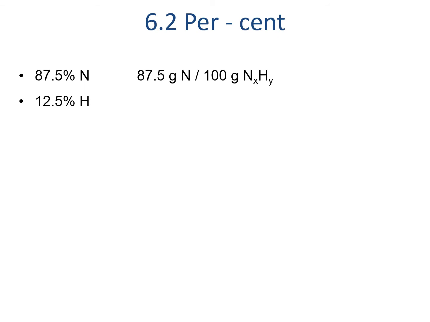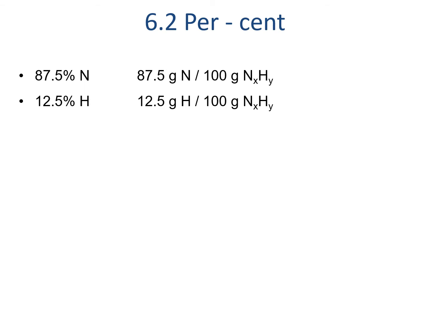So say we have an experimental set of data that tells us we have a compound that is 87.5% nitrogen and 12.5% hydrogen. We can choose whatever mass we want and the ratio will still be the same. I find it easiest to arbitrarily say that I'm working with 100 grams of this substance, which means that 87.5 of those 100 grams are nitrogen and 12.5 grams are hydrogen.